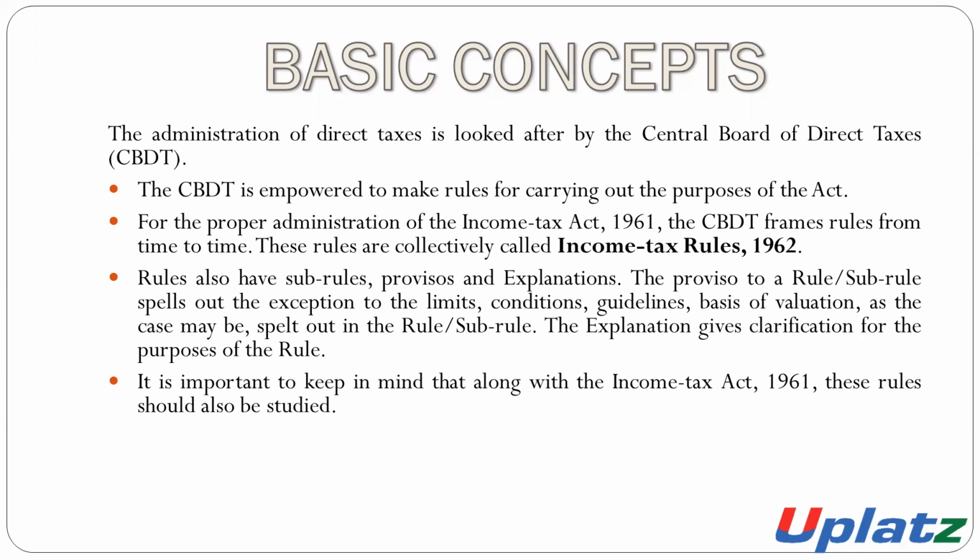And these rules are collectively known as Income Tax Rules 1962. Means all the rules which are introduced by the CBDT are collectively called Income Tax Rules 1962. So the CBDT is an authority which has the power to make the rules of the Income Tax Act 1961, for its proper administration, on a time to time basis. The rules are also divided into sub-rules.